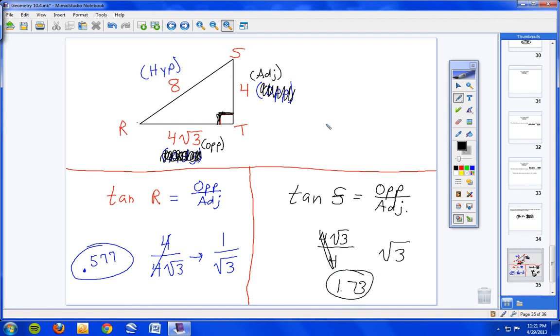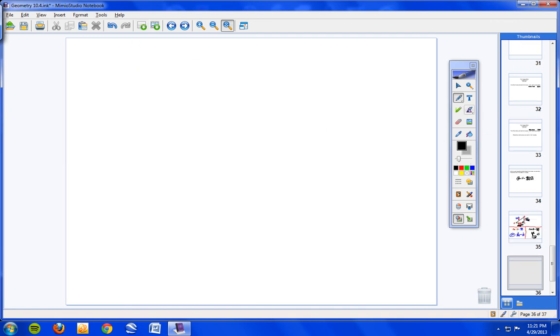Let's try a couple more. All right, need to practice, practice, practice. All right, write this in your notes. Type, or not type, write this into your notes.